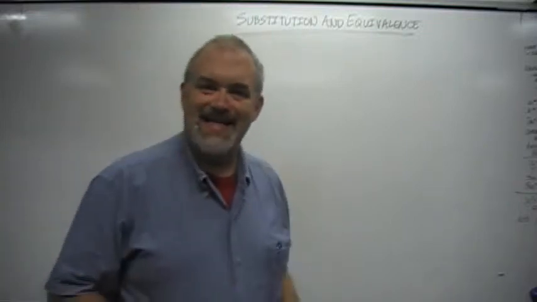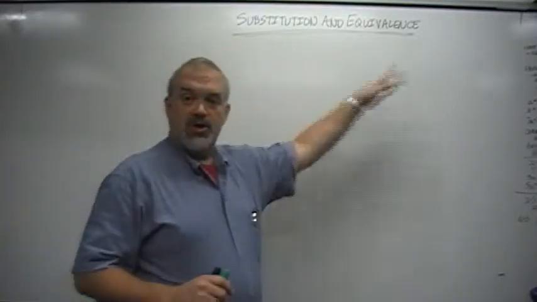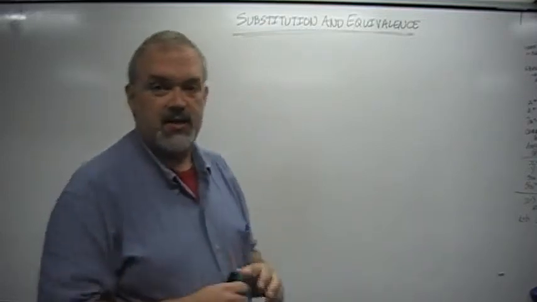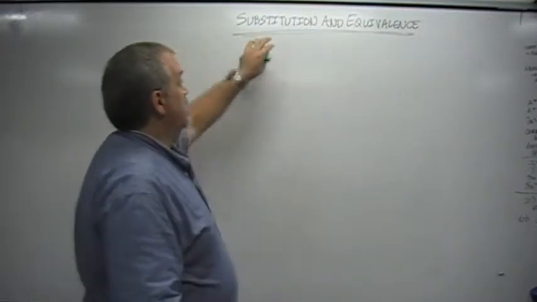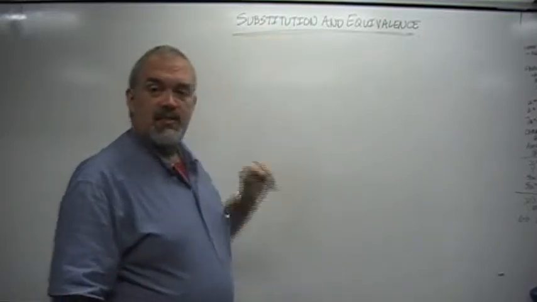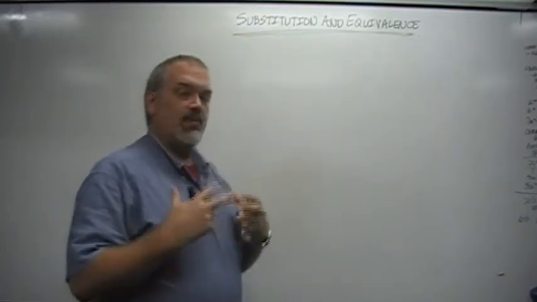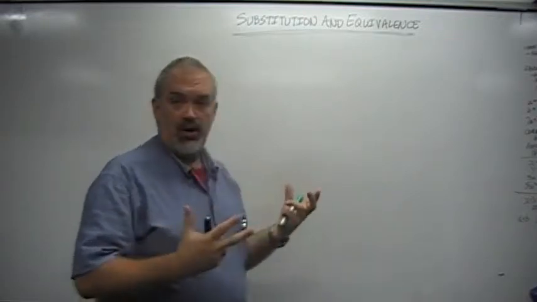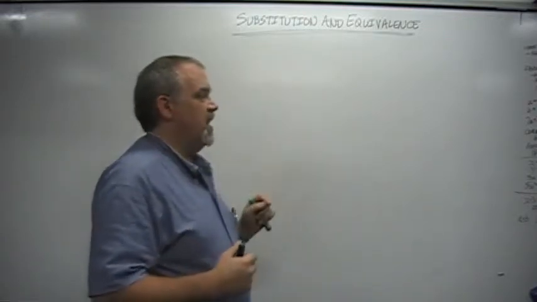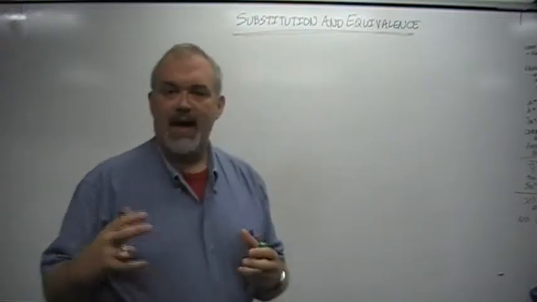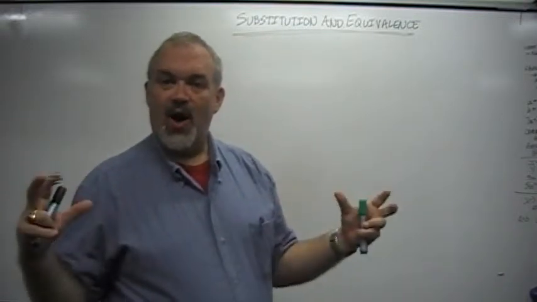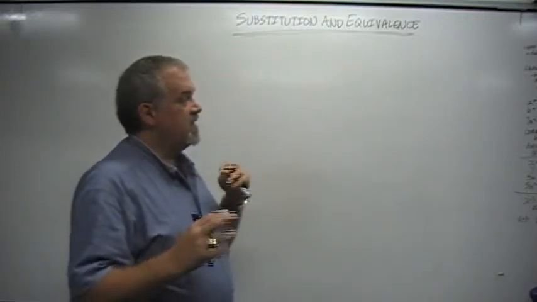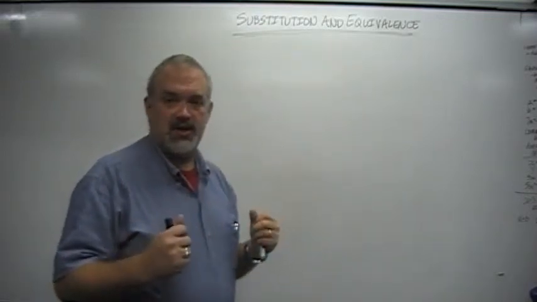Okay, our topic today is substitution and equivalence. So we're talking about algebra expressions. Substitution is about the idea that we can replace a pronumeral with a number. Equivalence is about having two expressions that are the same as each other. In other words, if they are equivalent, they're going to be the same regardless of the numbers that you substitute.